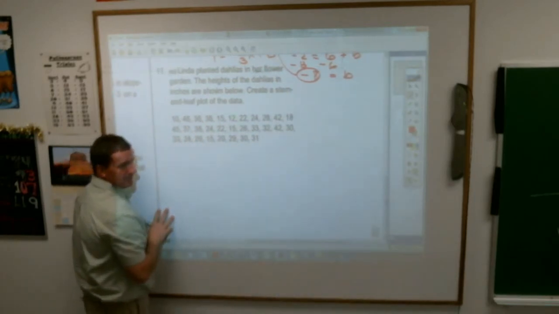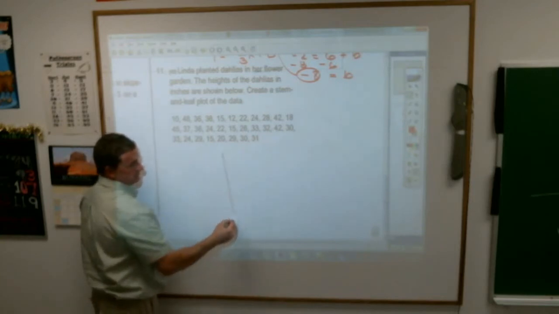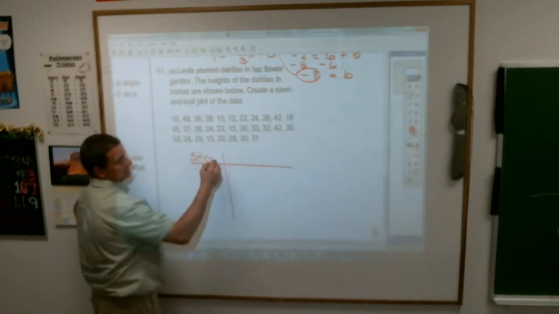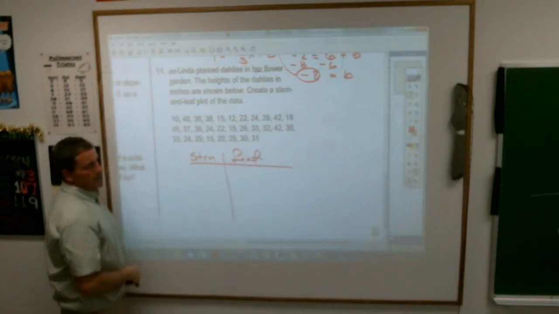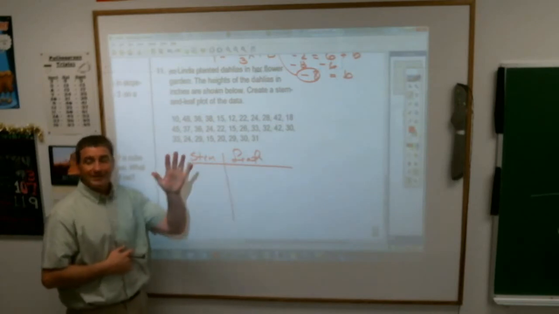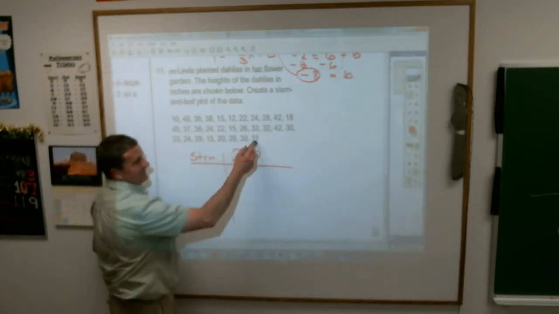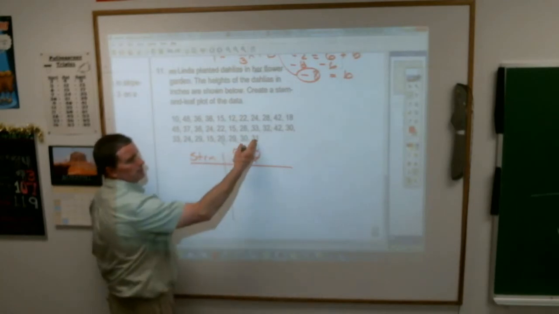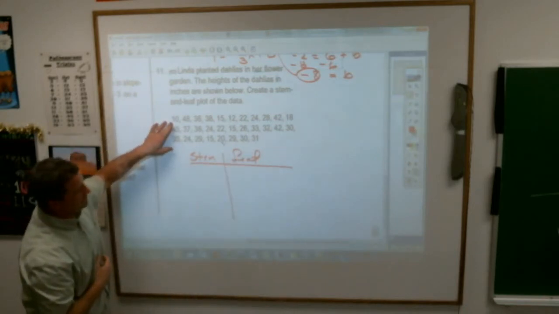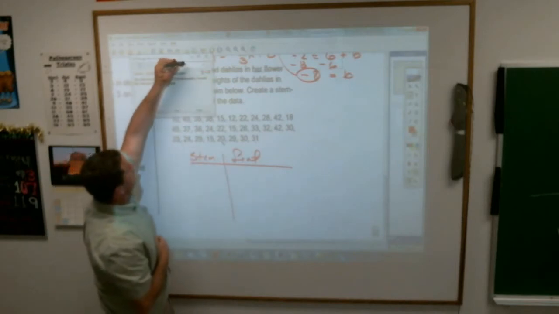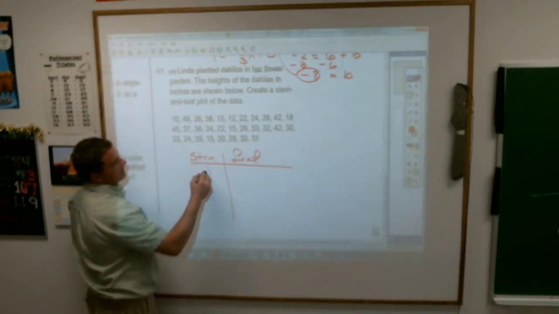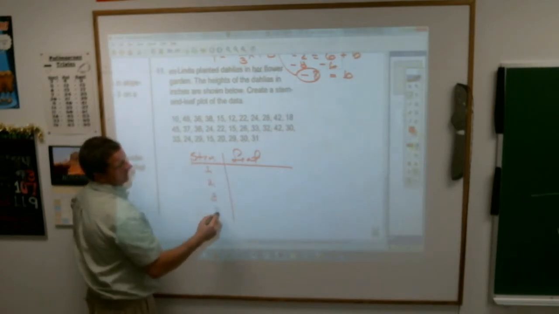This is not a line plot. This is a stem and leaf. Just remember with the stem and leaf, the leaf has to be only 1 digit. So all of these ending digits are the leaves. Whatever comes in front of the ending digit is the stem. So your stem goes all the way from the 10s to the 40s. Is there a 40? Yeah.